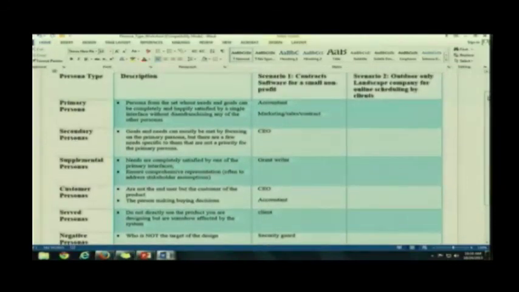All right, here is scenario two. You are again a consultant, you have your own company, you are going to be designing a product for another organization. In this case, this is an outdoor-only landscaping company. So they don't go into buildings and water your plants. They only do landscaping outside in the fresh air. What they want you to create is a product for online scheduling by their clients. You guys got it? All right.